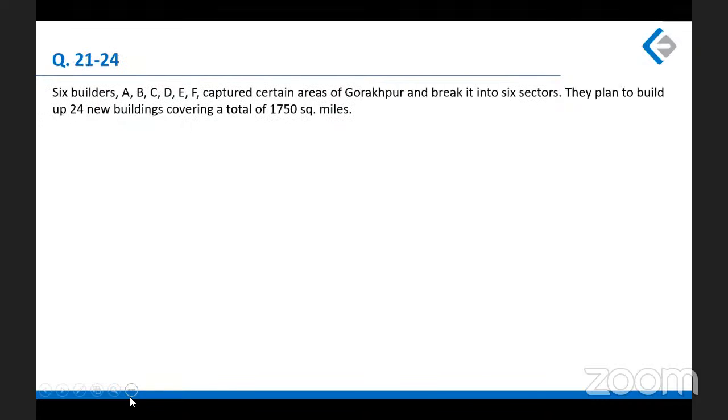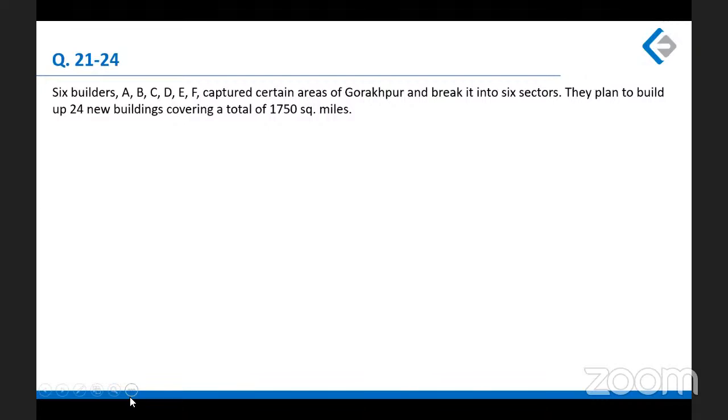Now coming to the last set. The last set was a purely maths based set, where there are 6 builders capturing some sectors and constructing some buildings in each of the sectors. The total area was given, the total number of buildings were given, and then there was some relation. All the data was given with respect to arithmetic progression and geometric progression. The difference between the number of buildings by the first and second builder is the same as that between the second and third builder. The areas covered by the first, second, and third builder are in geometric progression in that order. So you need to deal with maths and calculation.